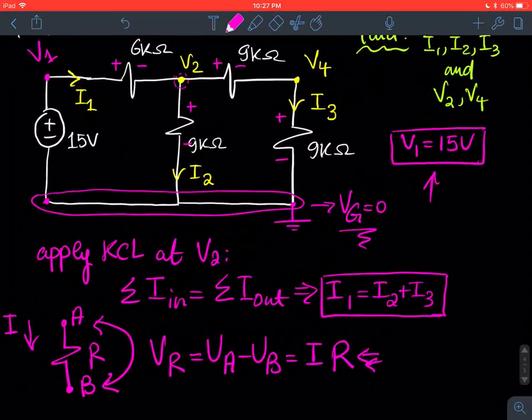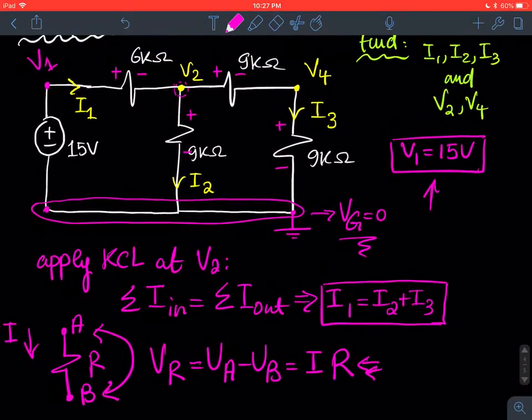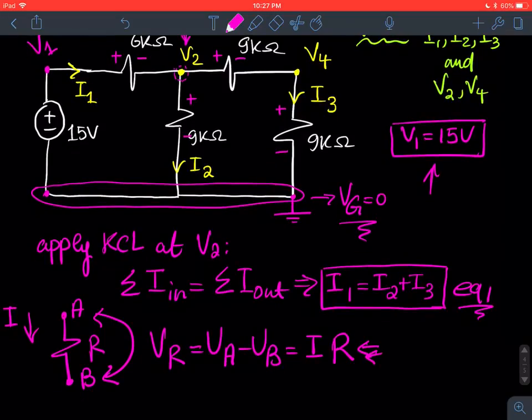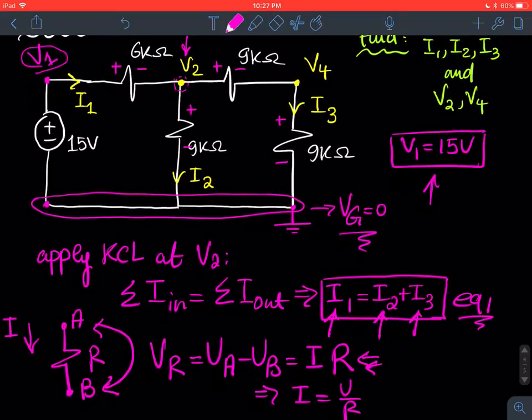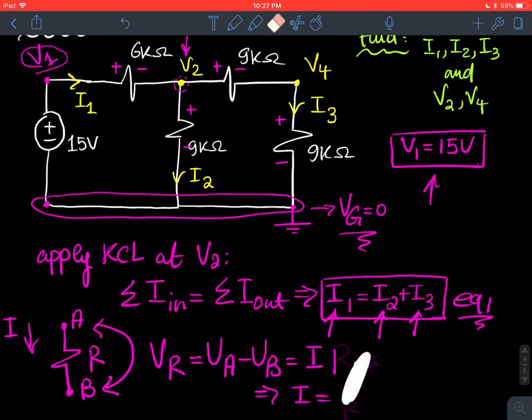Now, if we want to relate this to node 2 and the equation that we have right here, I'm going to call it equation 1. I'm going to relate I1 to the voltage that we have. So I can rewrite this as I equals V over R. Now let me rewrite each one of these currents in terms of a voltage and a resistance, because I know V1 and I know the resistor values. So let me try to do that right now.